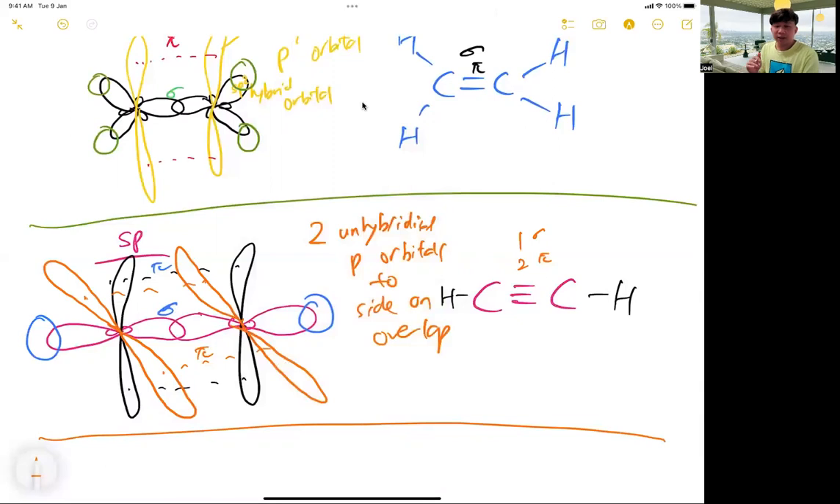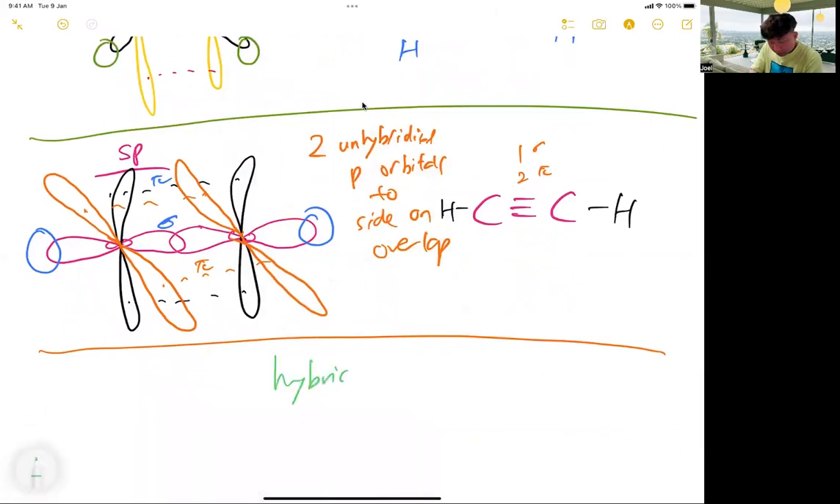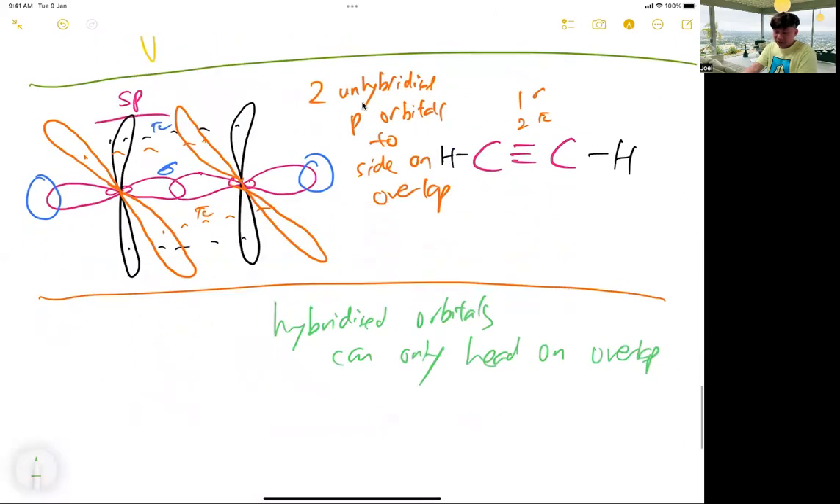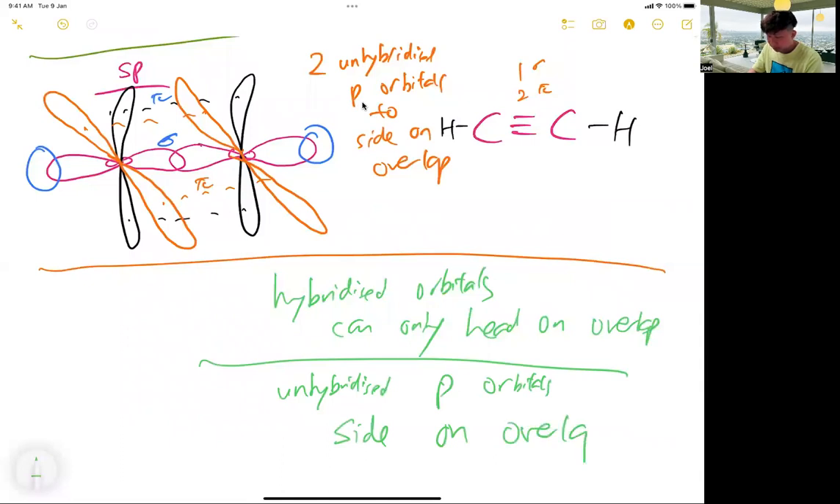So the rule is very simple. Here, I write the little rule, the rule to follow. So hybridized orbitals can only head on overlap. Okay, don't tell me hybridized orbitals side on, right? And then unhybridized p orbitals side on overlap. That's it. Okay, just that. Very good.